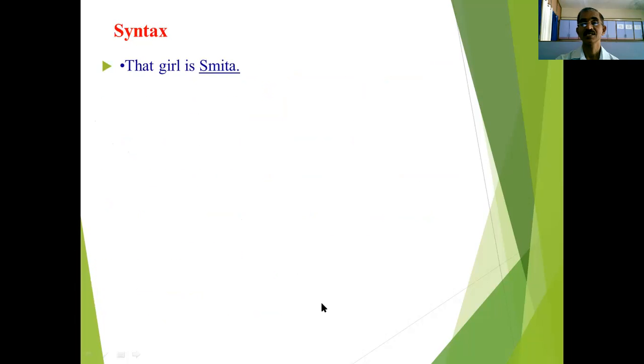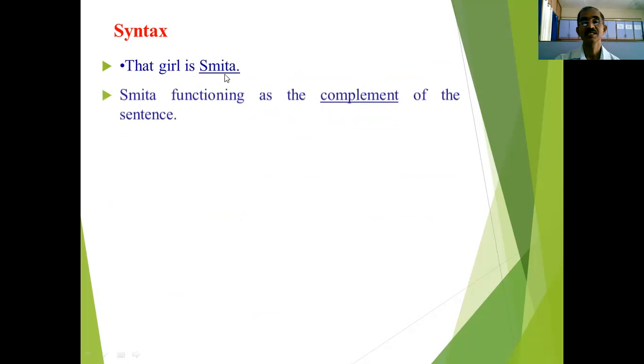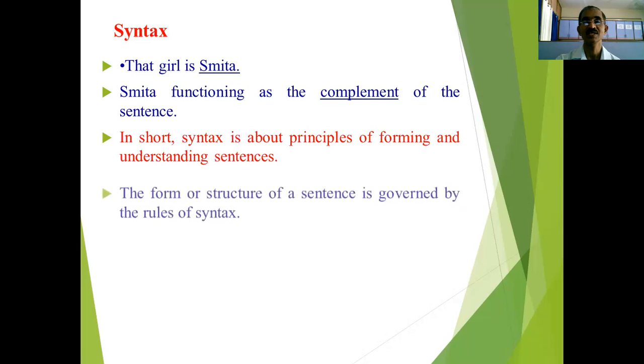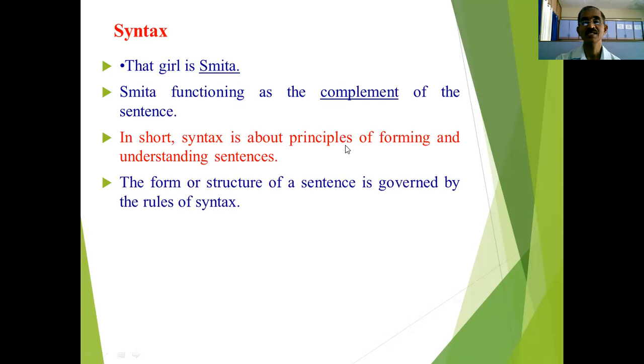The third sentence is, that girl is Smita. Here, Smita functions as the complement of the sentence. So the same word Smita, which is a noun, has three different functions. In the first sentence it functions as subject, in the second as object, and in the third as complement. In this way, the same word Smita has different functions in these three examples.